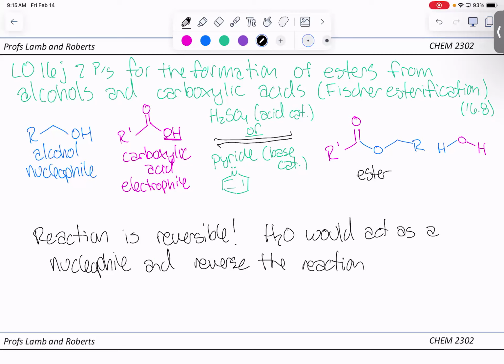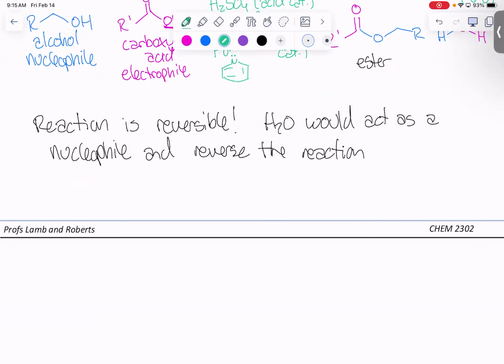All right, so the reaction is reversible, so we need to think about how we can drive the reaction forward. We don't really want a reaction that's reversible because maybe you only get 50% of your product and then you're stuck with 50% of your starting material and you have to separate that out. Actually, in 2311 lab, you do an esterification reaction, and you do not get your reaction to go to completion. All right, so how would we drive this reaction forward?